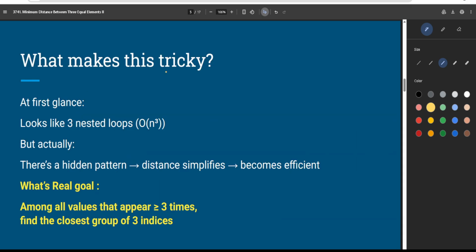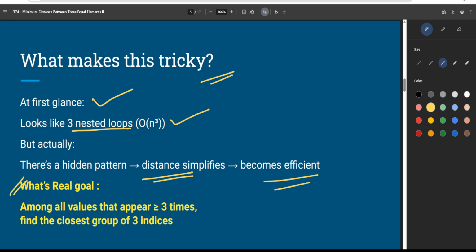Let's continue to understand here. Now think, what makes this tricky? At the very first glance, this problem looks like a nested loop of O of n cube, but actually there is a hidden pattern, and if you simplify the distance, it becomes efficient. I'll tell you at least 2 approaches, where we'll understand what the hidden pattern is and how we can solve this type of problem. So keep watching and try to understand. If you have any doubt, make sure you ask in the comment box.